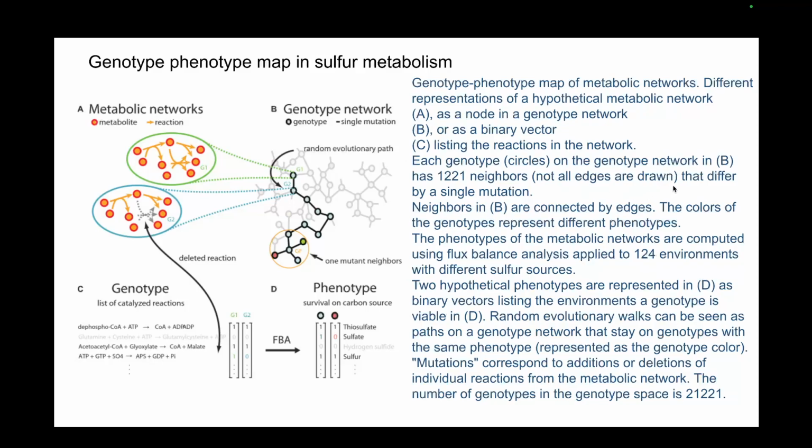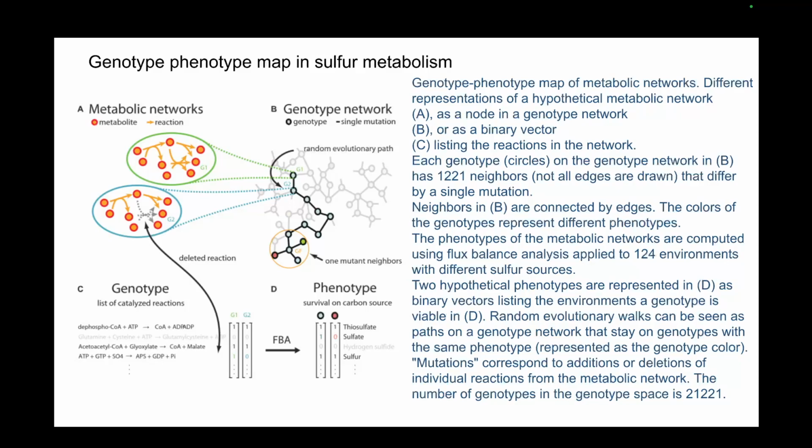Each genotype on the genotype network has around 1221 neighbors, and they differ by one single mutation. These neighbors are connected by edges, as we all know, of the genotype network. If you have a single mutation, you connect by an edge. Two hypothetical phenotypes are described here as binary vectors listing the environments in which the genotype is viable. Random evolutionary walks can be seen as paths on a genotype network that stay on genotypes with the same phenotype, and these mutations correspond to additions or deletions of individual reactions from the metabolic network.